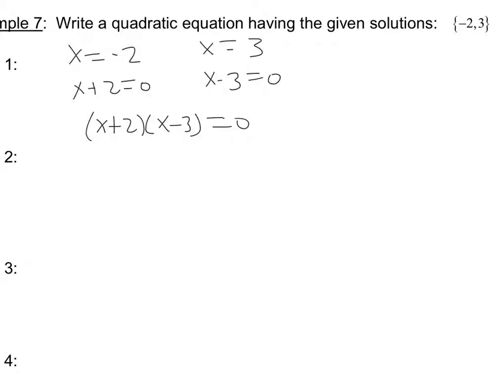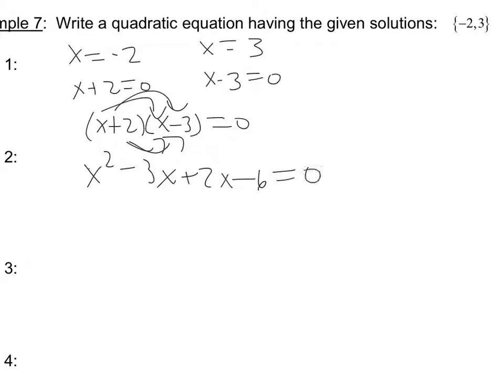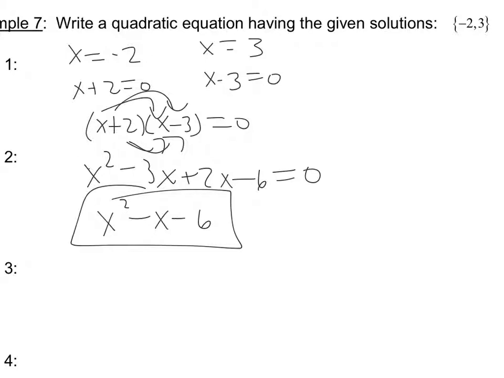So here now you'd say, distribute out, so you have x squared minus 3x plus 2x minus 6 equals 0, so you have x squared minus x minus 6. So there is your function. Let's take a look at some more.